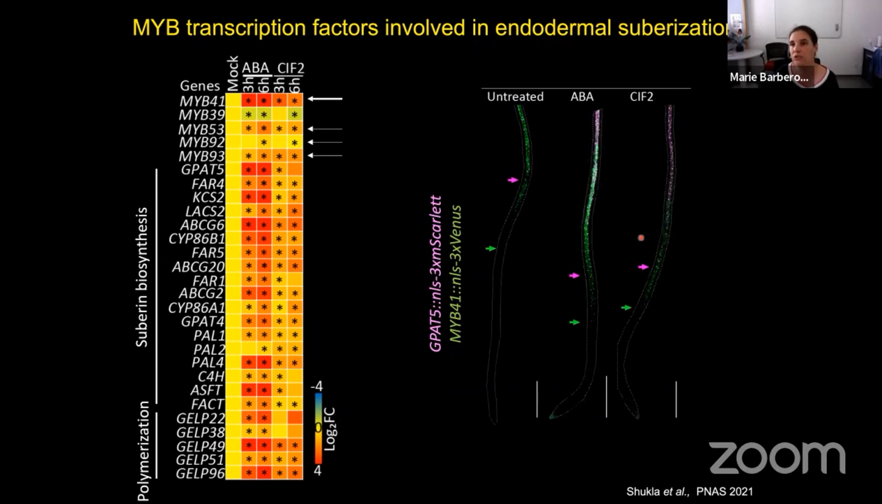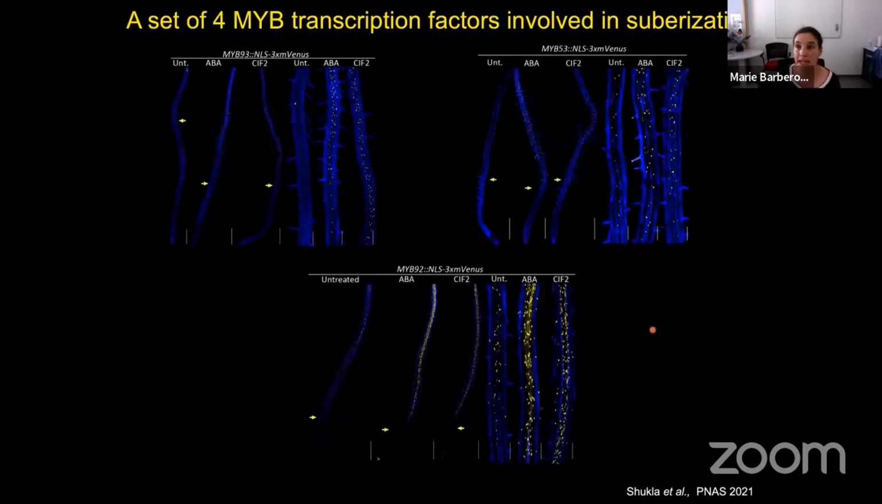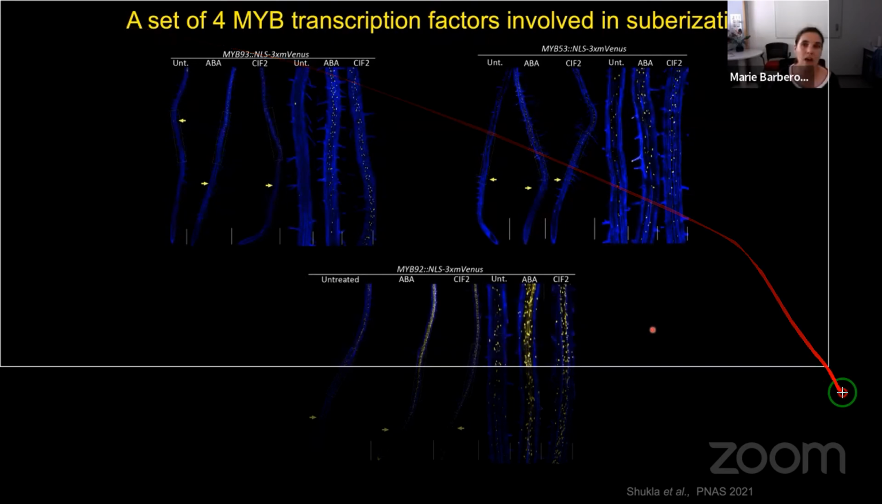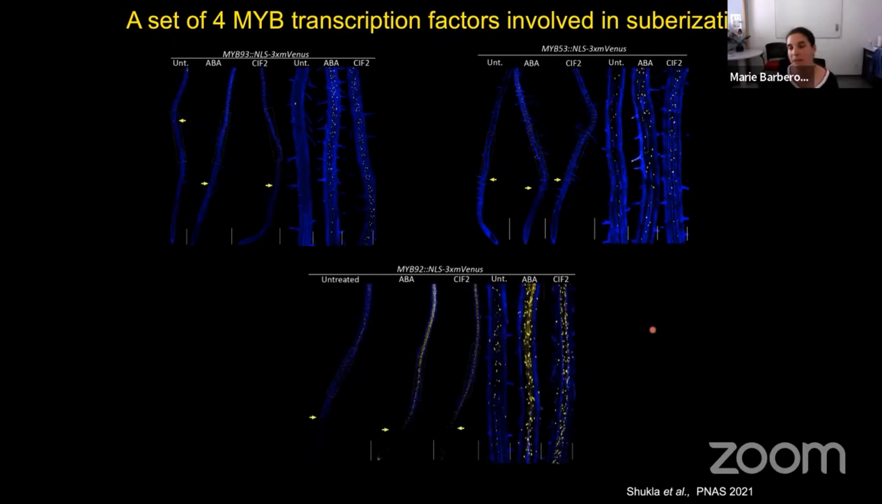Importantly, when we apply ABA or CIF, the two conditions that induce ectopic suberin very close to the root tip, we can see that MIP41 expression is now also ectopically expressed very close to the root tip. We look at the three other MIP transcription factors, and they are all expressed in the endodermis. They are all induced by ABA and CIF peptide, at different degrees. So for MIP53 and 92, it's mainly in terms of intensity, while with MIP93 they start to be expressed very close to the root tip.